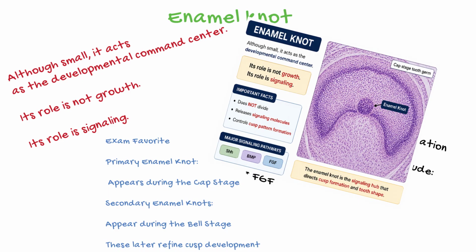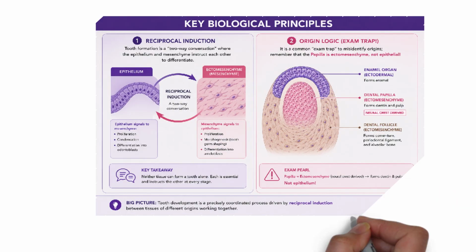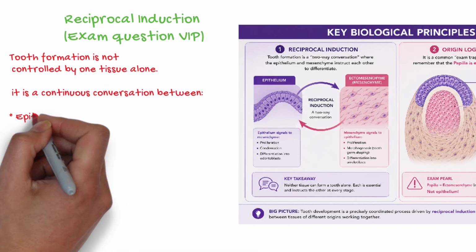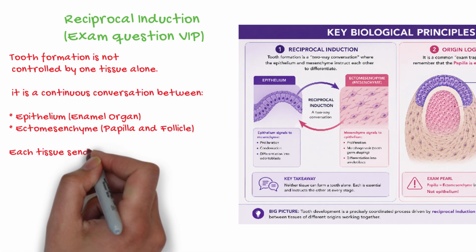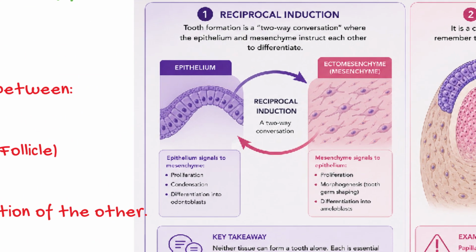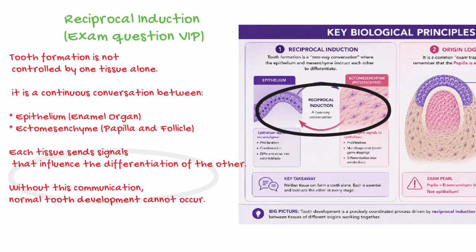One of the most important concepts in developmental biology is reciprocal induction. Tooth formation is not controlled by one tissue alone. Instead, it is a continuous conversation between epithelium, enamel organ, and ectomesenchyme, papilla, and follicle. Each tissue sends signals that influence the differentiation of the other. Without this communication, normal tooth development cannot occur.